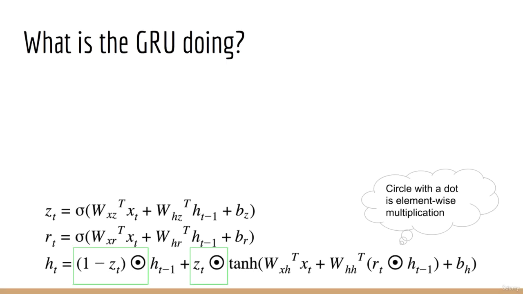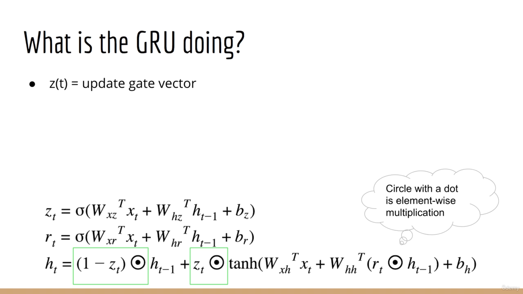Next, let's consider what the GRU is trying to do. I think the names are very helpful here. Z of t is the update gate vector, and R of t is the reset gate vector. By the way, if you didn't know, the circle with a dot in it means element-wise multiplication. So 1 minus z of t is an m-size vector, and h of t minus 1 is also an m-size vector. When you multiply these together, you are doing element-wise multiplication.